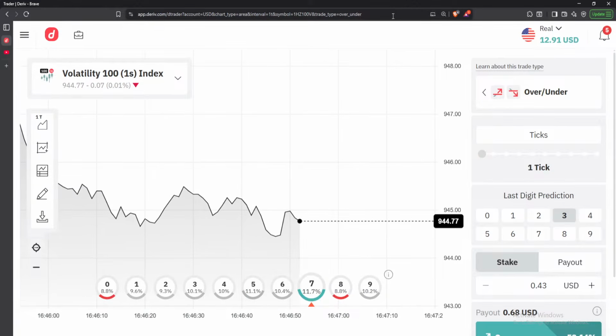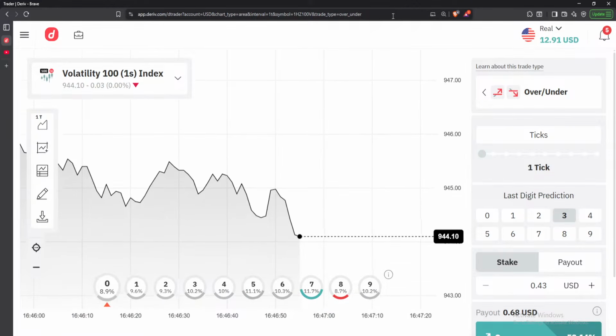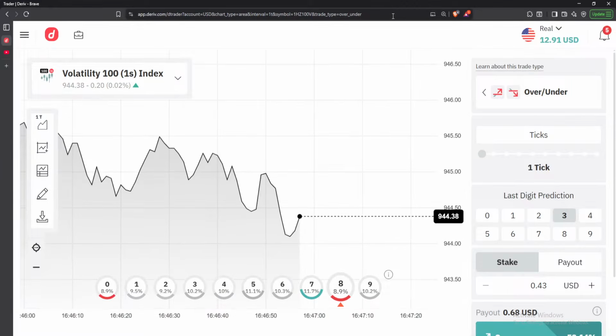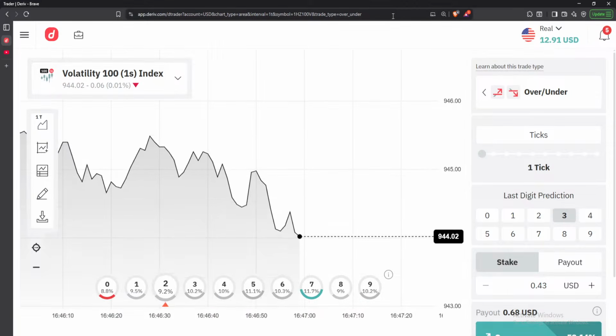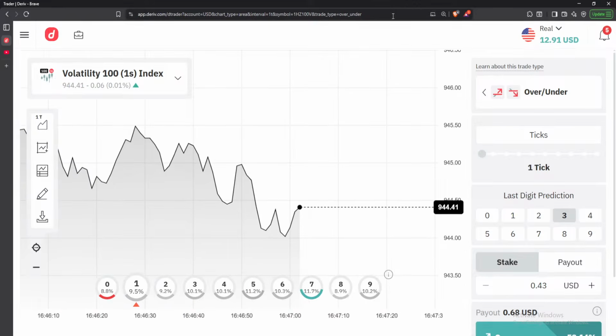So let us start. Without wasting any other time, let us get directly into it. So what do you look at whenever you are trading over 3 and under 6?